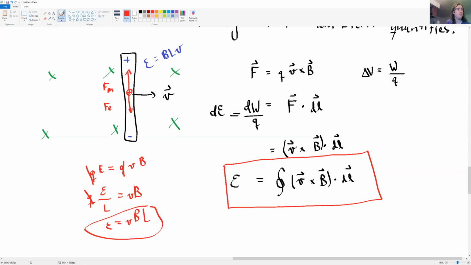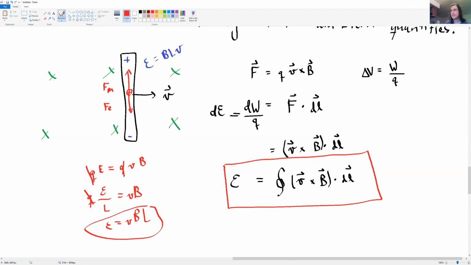Take a look at the example problem for general motional EMF. It's a nice problem with a disk, and the disk is rotating. So that's a little bit of a, maybe it's non-intuitive what's going on there. So really take a look at that example. Might help you on a homework problem.